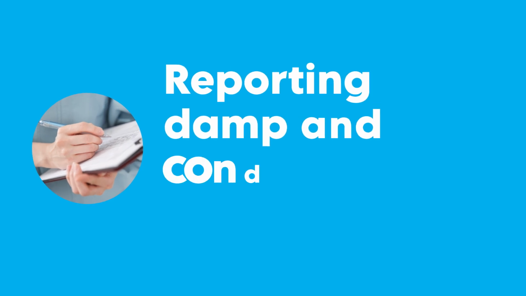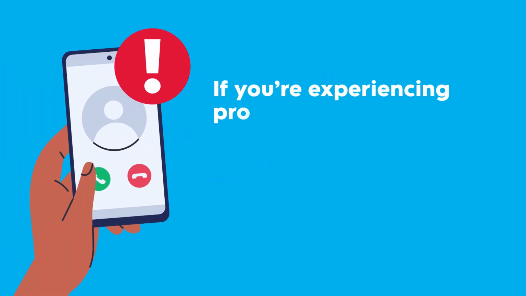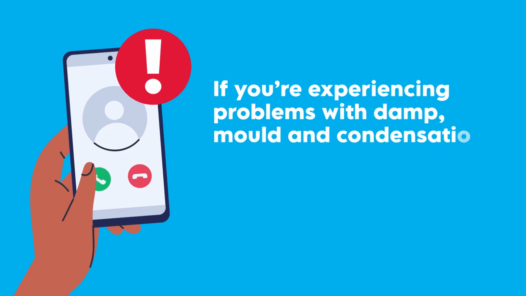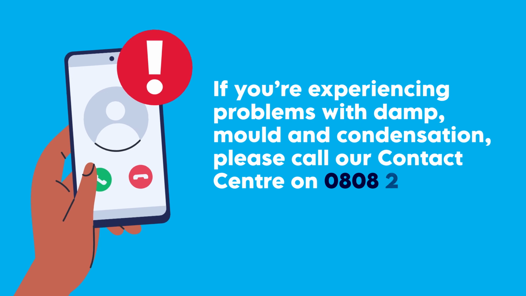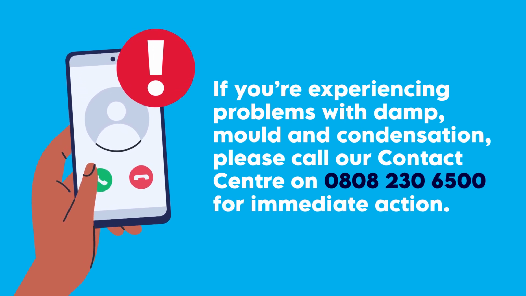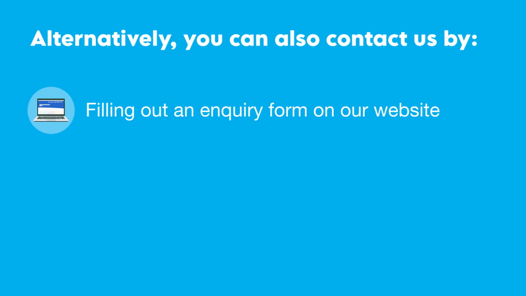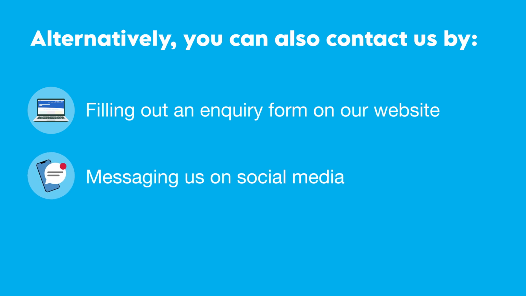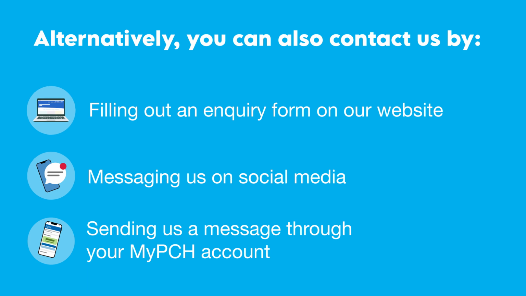Reporting damp and condensation issues. If you're experiencing problems with damp, mould and condensation, please call our contact centre on 0808 230 6500 for immediate action. Alternatively, you can also contact us by filling out an inquiry form on our website, messaging us on social media, or sending us a message through your MyPCH account.